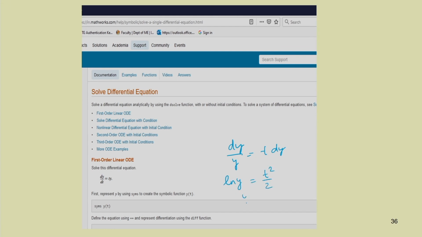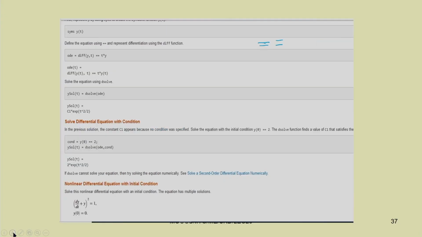So, that is why you can write y equal to something using a constant. This will be equal to C1 e to the power T square by 2. Here you can see that you have not given any initial condition, that is why you are getting one constant C1. If you provide an initial condition, then this constant will also be determined and you will find the solution.